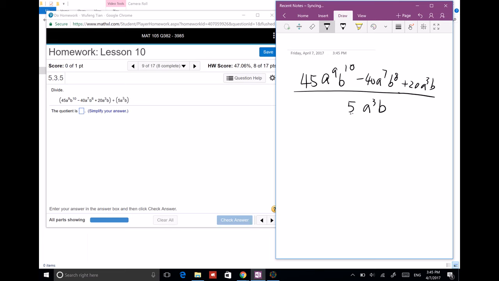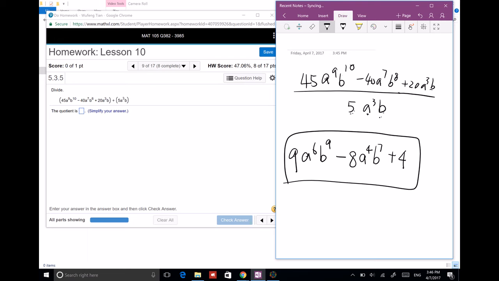So let's just divide everything. 45 divided by 5 is 9. a^9 divided by a^3 is a^6. b^10 divided by b^1 is b to the power 9. 40 divided by 5 is 8. a^7 divided by a^3 is a^4. b to the power 8 divided by b is b to the power 7. Plus 20 divided by 5, which is 4. a cubed divided by a cubed cancel out. b divided by b cancel out. So this is your final answer.